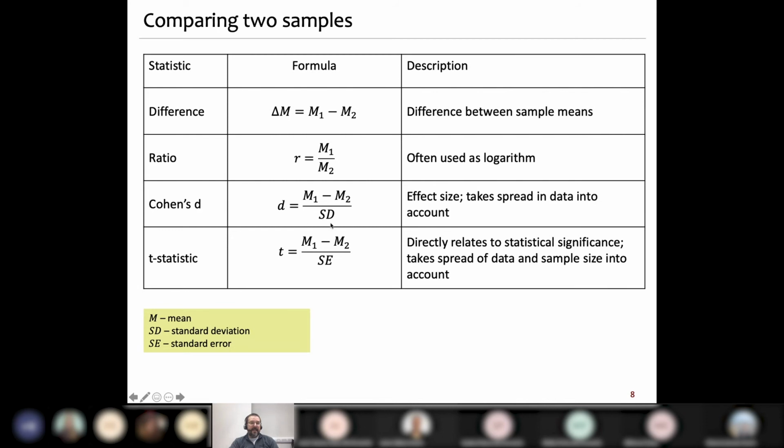Cohen's d is defined as the difference between the means divided by the standard deviation. This is our effect size, it takes spread in data into account. And finally, the t-statistic is directly related to statistical significance. It takes a spread of data and sample size into account. This is the difference. This is Cohen's d. We divide by standard deviation. In t-statistic, we divide by standard error.